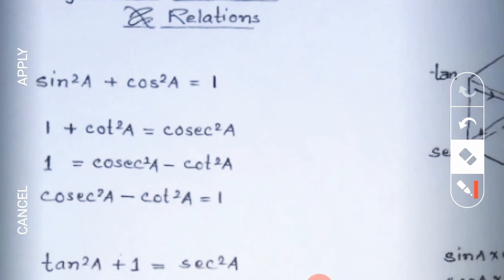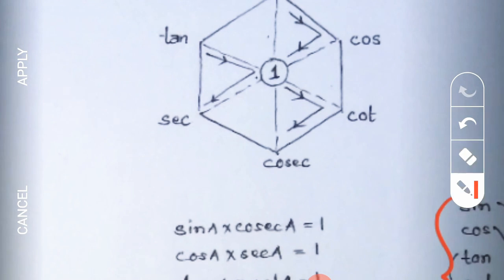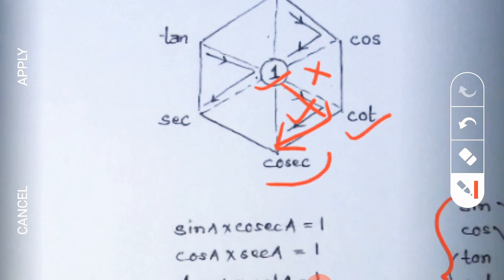Now see, how can we get the second identity? You need to escape this region and come to this region. I told you, go from left to right, then move down. See, in this way, left to right, then turn in this way. So, 1 plus cot square a equal to how much? Cosec square a. Remember.